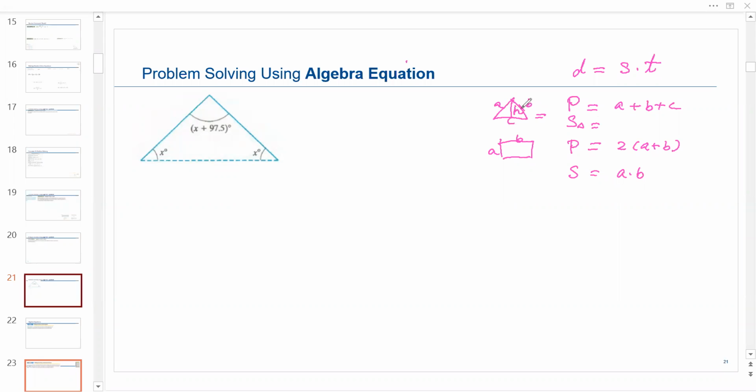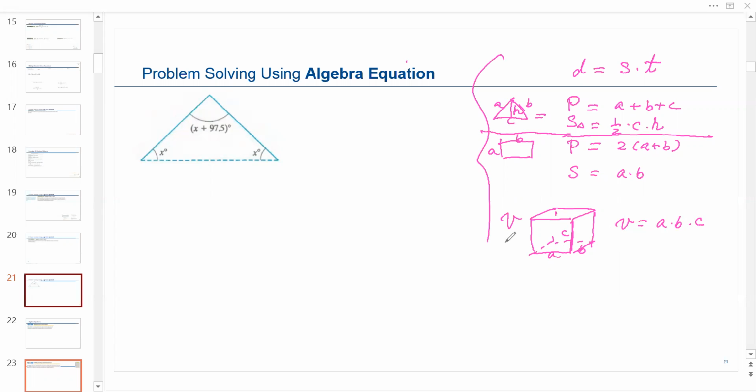Suppose H is the height, then the area of a triangle is half of the base times H. You know this one already. And for the volume of a cube with sides A, B, C, where C is the height H, the volume equals the base A times B, times C. This is the basic knowledge we should have.